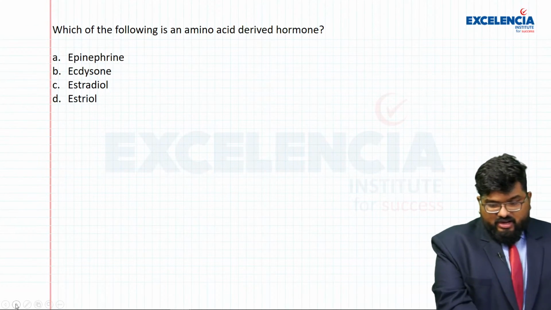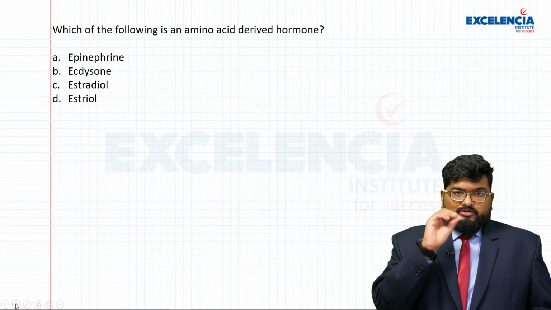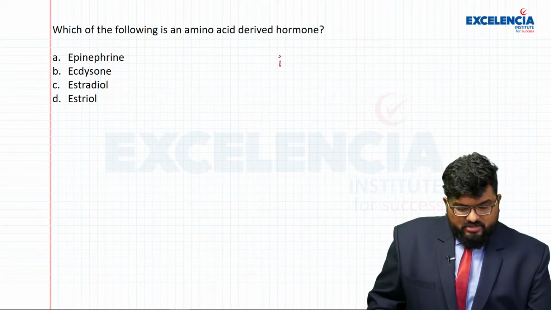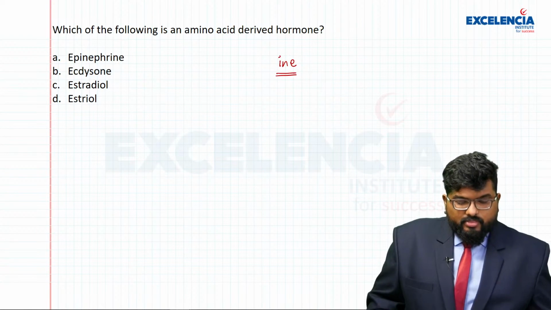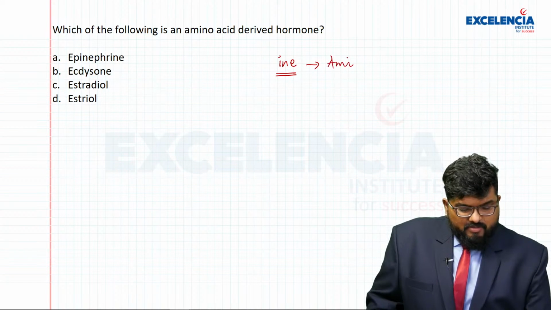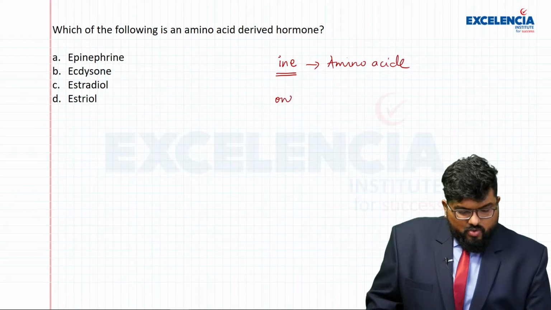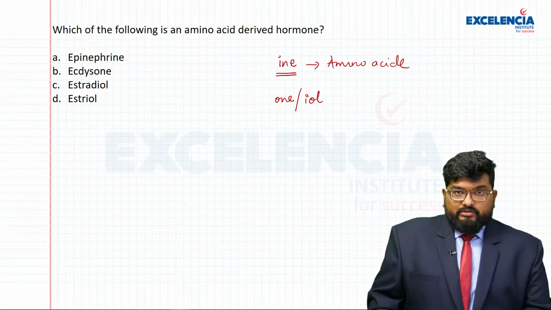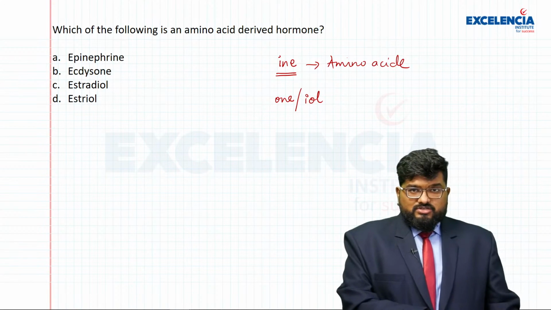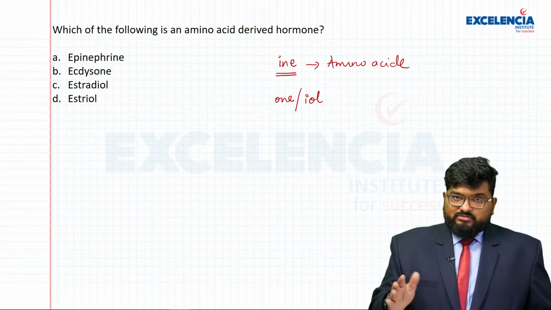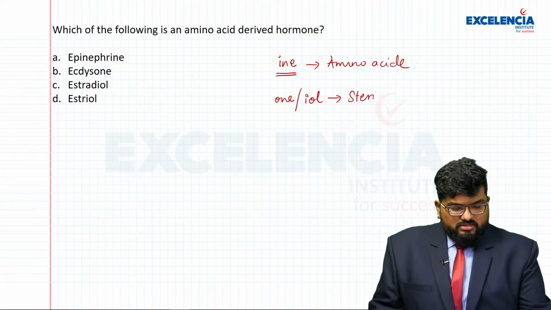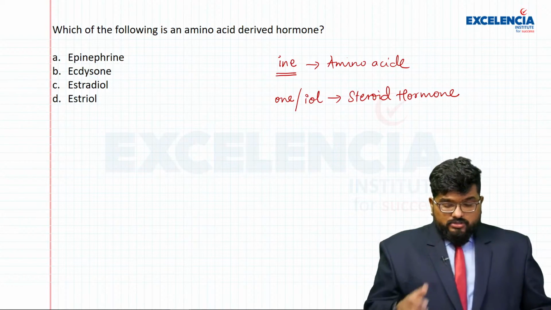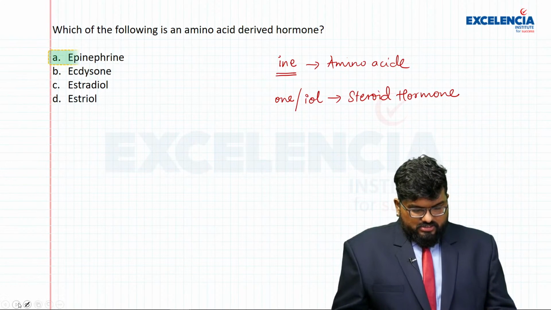Which of the following is an amino acid derived hormone? Now this is from your paper, so understand. This is very easy to understand. Always look at the endings. When it is INE, it's an amino acid derived hormone. If it is ONE, as in case of testosterone, progesterone, or IOL, as in case of estradiol or estriol, estradiol is estrogen, this will be a steroid hormone. Got it? So the answer, you can definitely tell me right now, is epinephrine.